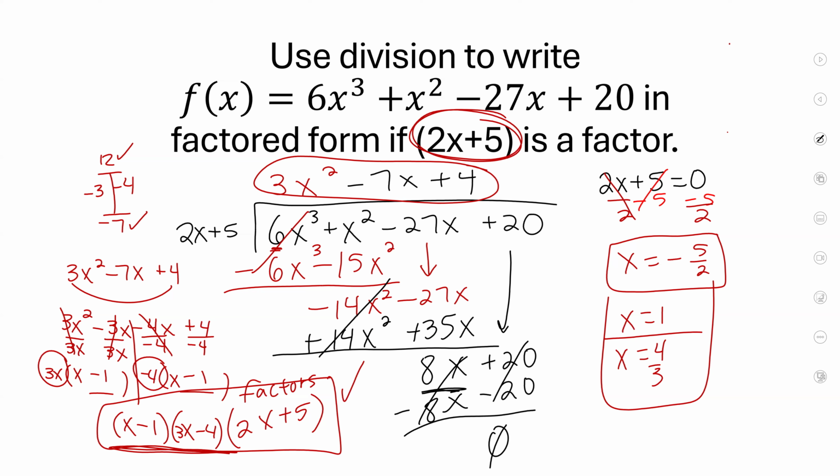So you can always graph it. So -5/2 is over here at -2.5. 1 is right here, and 4/3 is a little bit over 1, so I'll put it right here. And this is cubic, so it's going to look like this. My y-intercept is at 20, so I'll just call this 20. So it would go like this. There you go.